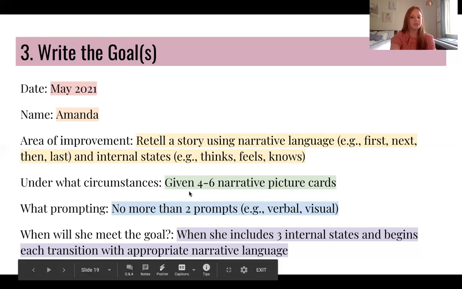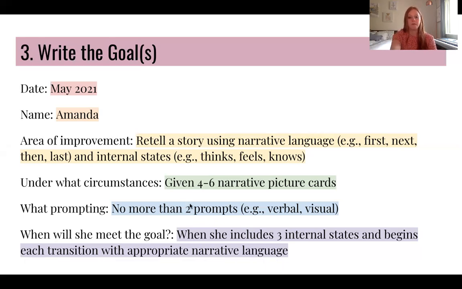Here we go for prompting. Again, you could have something different. You could have one prompt or no prompts. I probably wouldn't write it as no prompts, but I could see only one prompt because she did an okay job during her assessment. And she does have quite a bit of time before the end of the year.